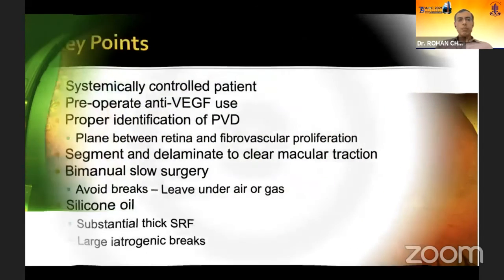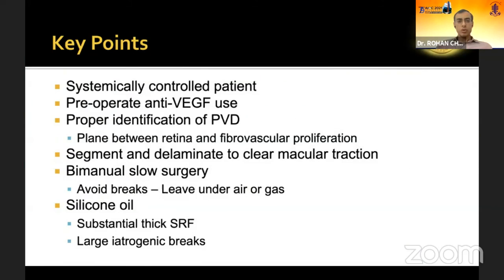So the key points are the patient has to be systemically controlled. I prefer using preoperative anti-VEGFs. Proper identification of the planes is the key: segmentation, delimitation, and en bloc dissection. A combination of the use of scissors, forceps, and cutter helps you manage these cases.